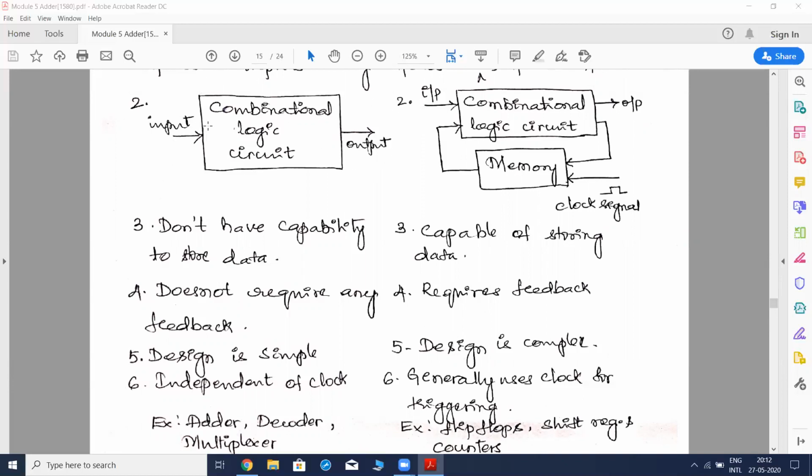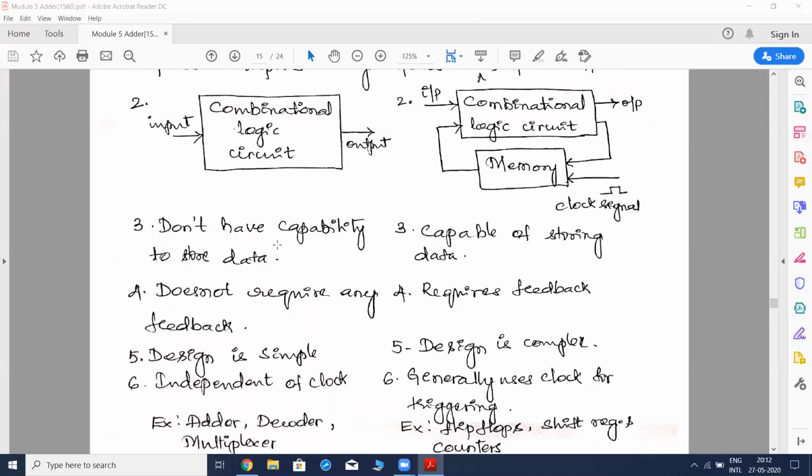So such circuits are the combinational circuits. But sequential circuits are not like that. They can store certain information. Okay, so they are capable of storing the data. So that is the third difference. Now let us move on to the fourth difference.